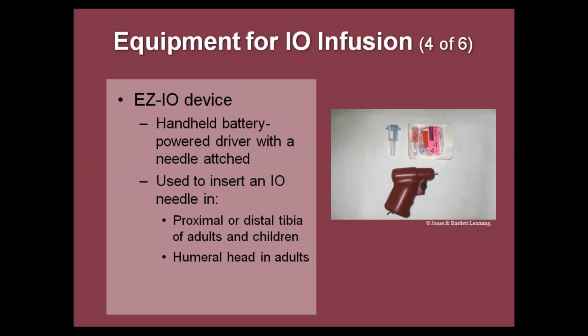It can be used in the tibia on adults and children, but only in the humeral head in adults. The caution here is if you go in the wrong place with a kid, they still have the growth plate. They're still trying to grow, right? And if you damage that growth plate in the humerus, you're going to cause permanent damage.